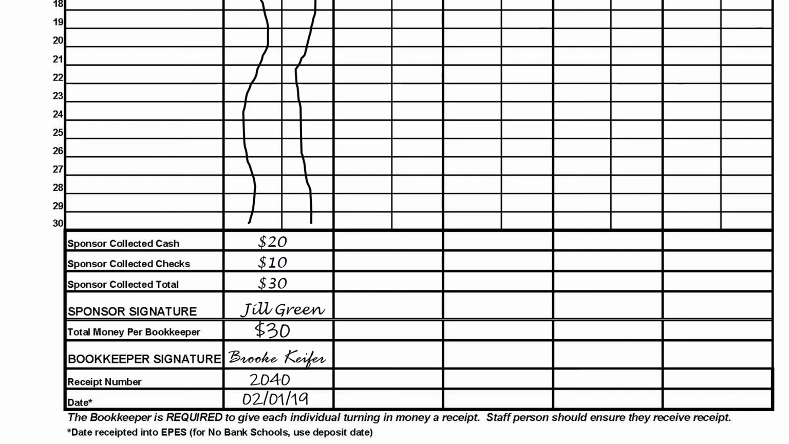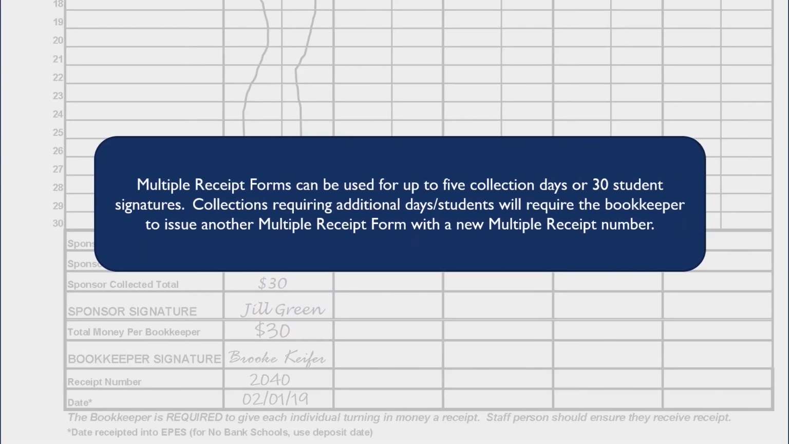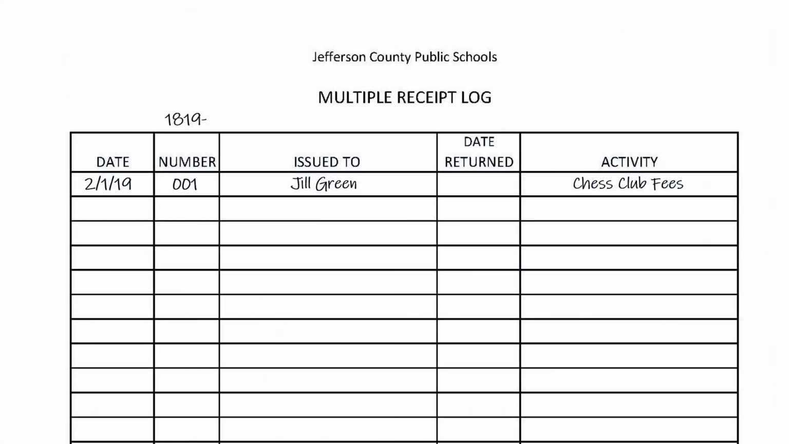Since the multiple receipt form has space for more than one day's collection, the bookkeeper will give the multiple receipt form back to the teacher or sponsor for the next day's collection until the form is entirely used or the collection period ends. The multiple receipt form can be used for up to 5 collection days or 30 daily student signatures, whichever comes first. Should the teacher or sponsor need to collect for more than 30 students daily or 5 collection days, the bookkeeper will need to issue another multiple receipt form with a new multiple receipt number.